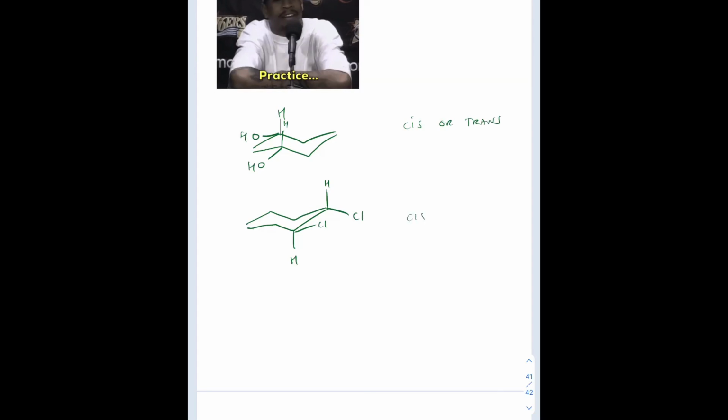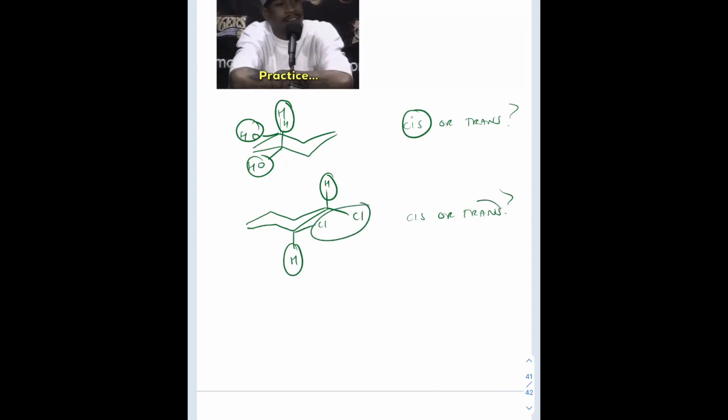Basically, is it cis or trans? Cis or trans? So, one way to tell is basically look for the axial position. I like to look at the axial position. If the axial hydrogens are on the same side, then that means that so are the OHs, right? So that means this must be cis. So for this one, since this axial hydrogen is up and this one is down, that means these two chlorines are opposite, so that means they must be trans, okay?